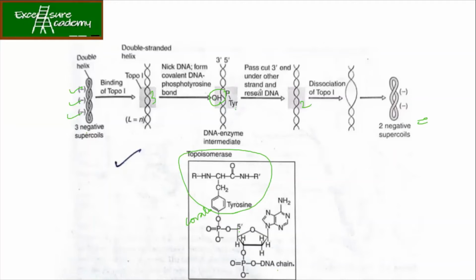Then again once it opens up, the supercoiling opens, then again the same OH will attack the phosphate, a nucleophilic attack, and then you will have a phosphoester bond formation. So this is how topoisomerase 1 is acting.